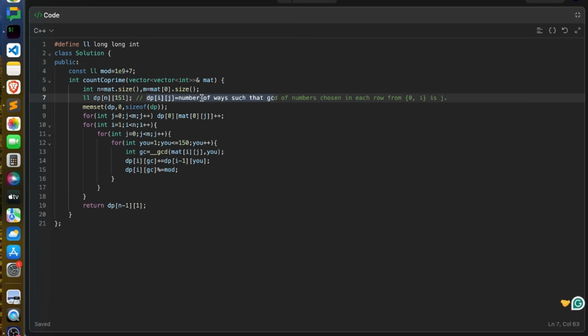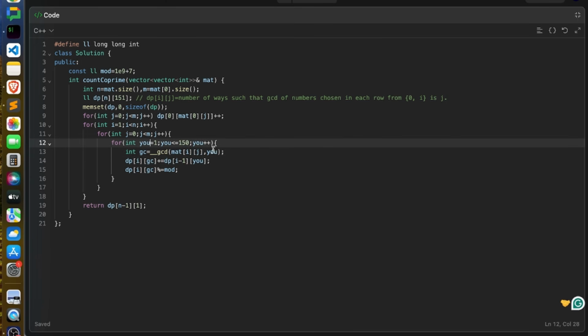We know the definition of dp. So dp of i j would tell you the number of ways such that the GCD of the chosen number in each of the rows from 0 to i is exactly equal to j. So initially all the dp of i j equals 0. Now in the first row, dp of 0th row and that number, because the GCD of a single number is that number itself. So dp of 0, matrix of 0 comma j, each of the numbers in the column, plus plus, right? Now from index 1 onward, second row onwards, we will go through each of the numbers in each of the columns. So my current number is matrix of i j, right? This is my current number in ith row and jth column.